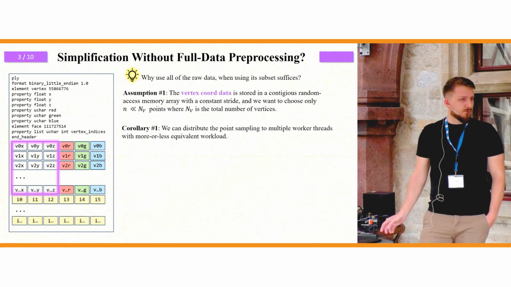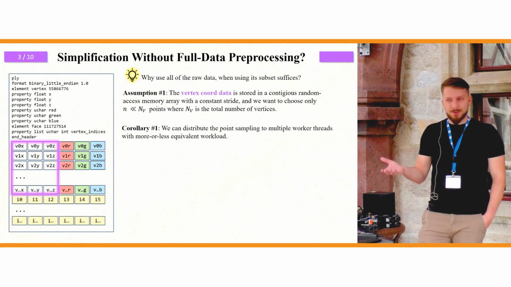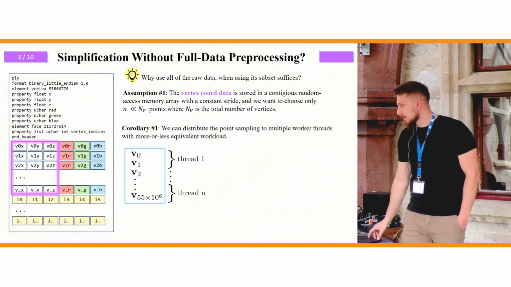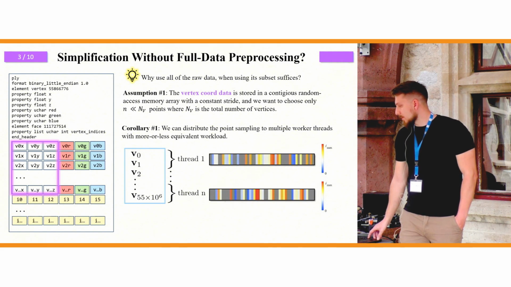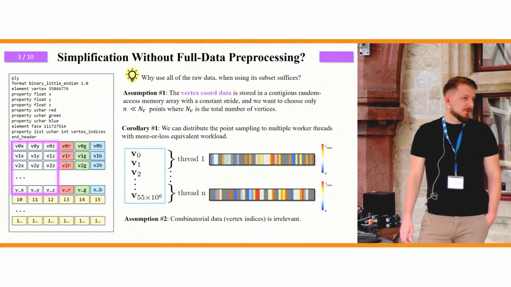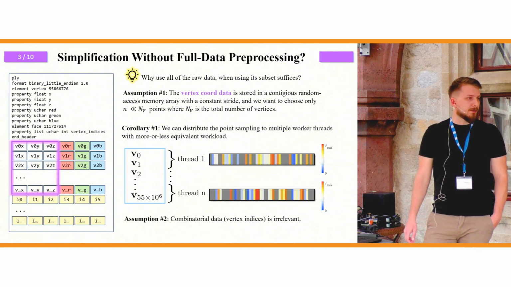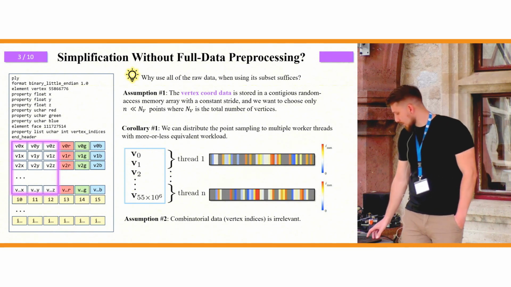And this of course yields the opportunity for multi-threading. So we can divide this whole block into some number of worker threads and sample them. And then the second assumption that we're going to make is that the combinatorial data for the polygons is at this point irrelevant. So we're not going to use it.